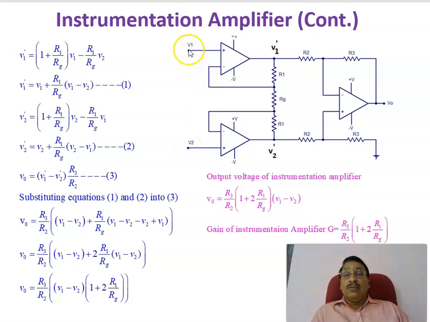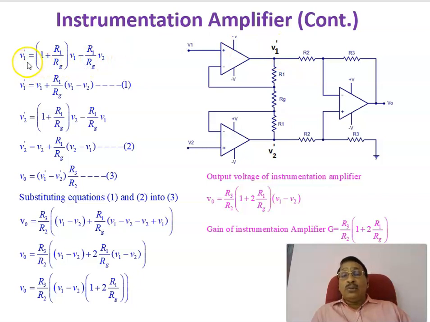First assume that V1 is present, then you ground V2 and find out the corresponding voltage V1 dash. Then again, V2 is present and V1 is grounded. Then the sum of those gives V1 dash. Similarly, V2 dash we can also get. Let us see V1 dash first.